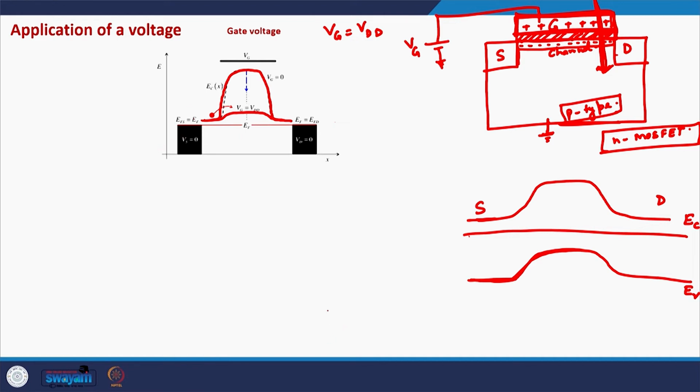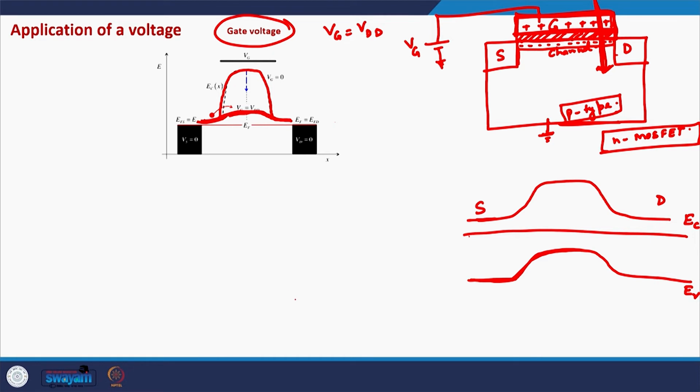So there will be no net current in the device, although there will be an electric field in the channel because of the voltage applied on the gate terminal. Now the application of a drain voltage. The application of gate voltage we have understood. The application of drain voltage is also quite interesting, more interesting, I would say. But the key takeaway from here is that this barrier in the MOSFETs can be controlled by the gate voltage.